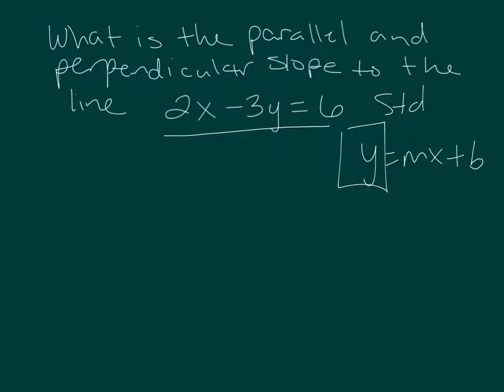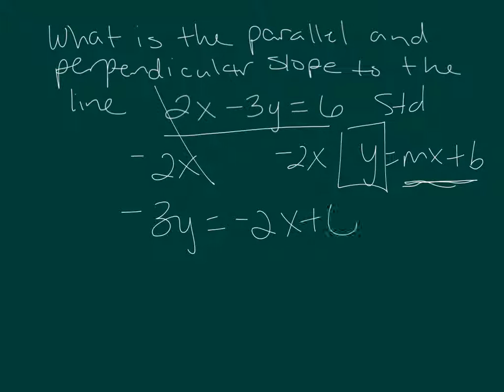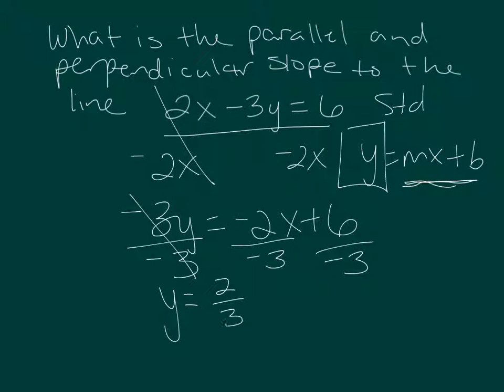The first thing we have to move is this 2x. Since the 2x is positive, we're going to subtract 2x. So I have -3y =, and notice right here that the x is in front of the number, so we're going to write that -2x + 6. y still isn't by itself, so I need to divide by -3. I need to divide every single thing by -3. So when I do that, I get y =, a -2 divided by a -3 makes a positive (2/3)x. And positive 6 divided by -3 is a -2. So there's my equation.